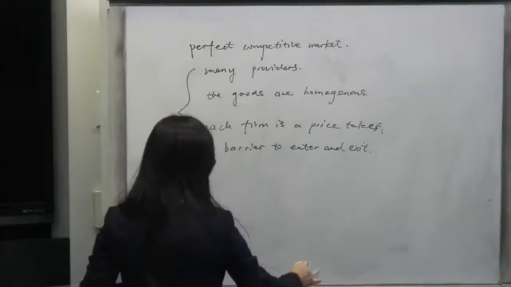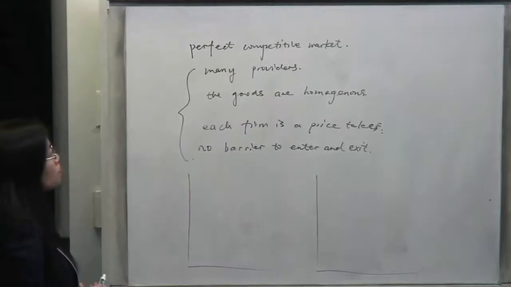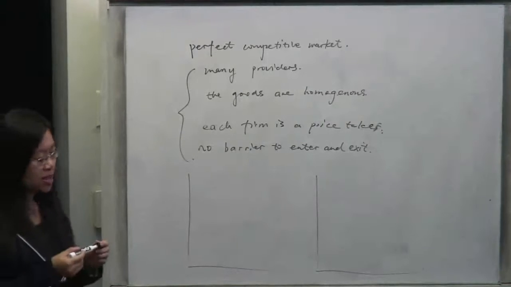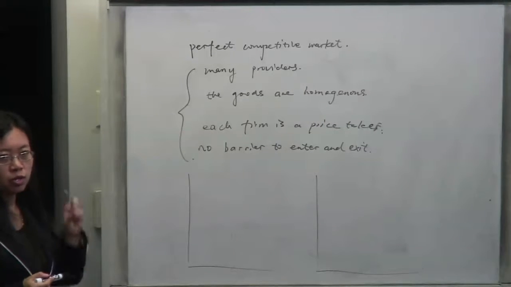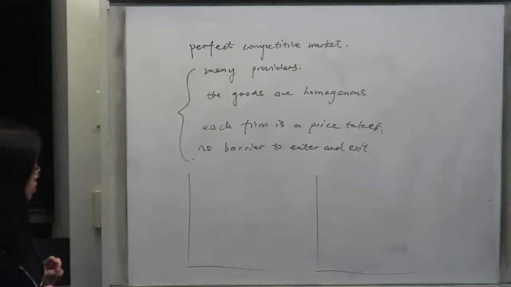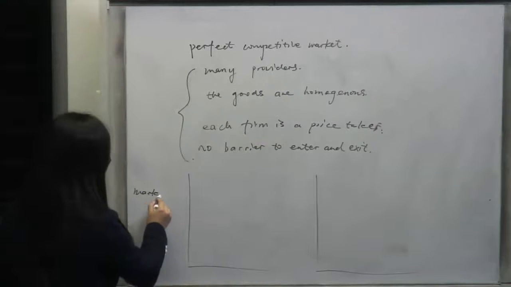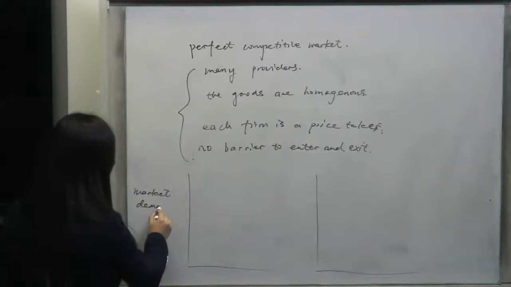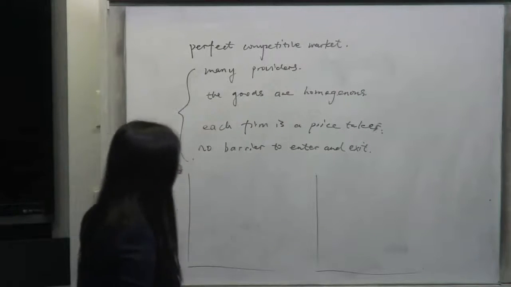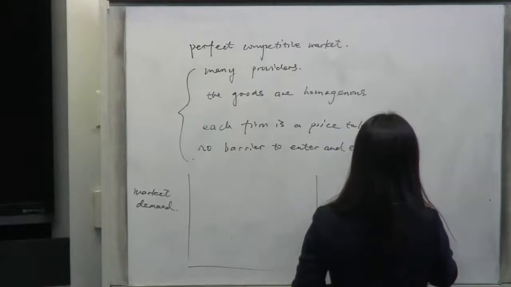Right. The next thing I want to talk about is demand in this market. There are two demand lines that occur, and I'm going to introduce them to you. One is market demand. The other one is individual firm demand.